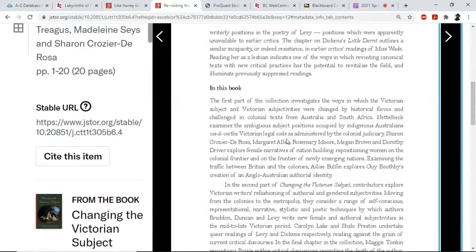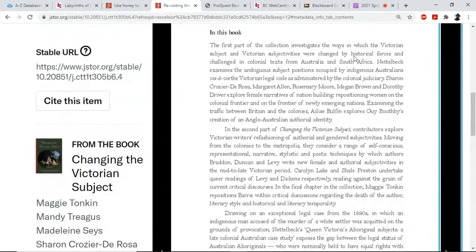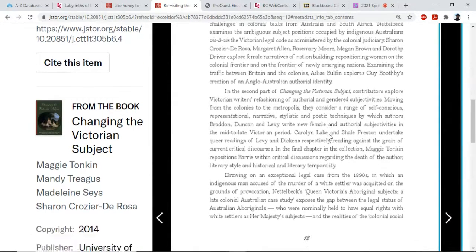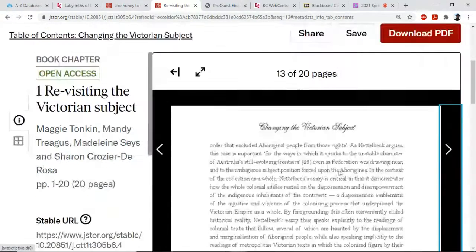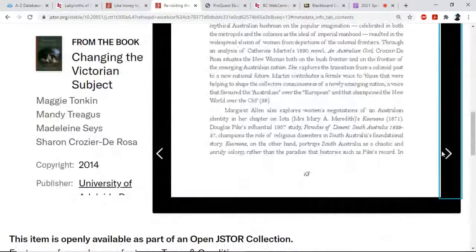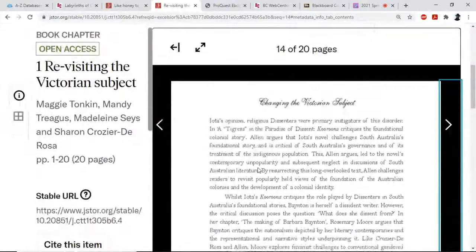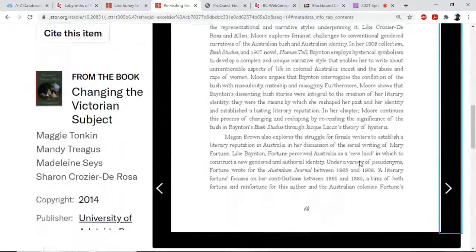So this breaks down the book. This is helpful. A lot of times anthology introductions will do this where they kind of give a little abstract for each of the essays in the anthology. And we can see we have the breakdown. Still don't see Rossetti's name anywhere. Still don't see it, still don't see it.